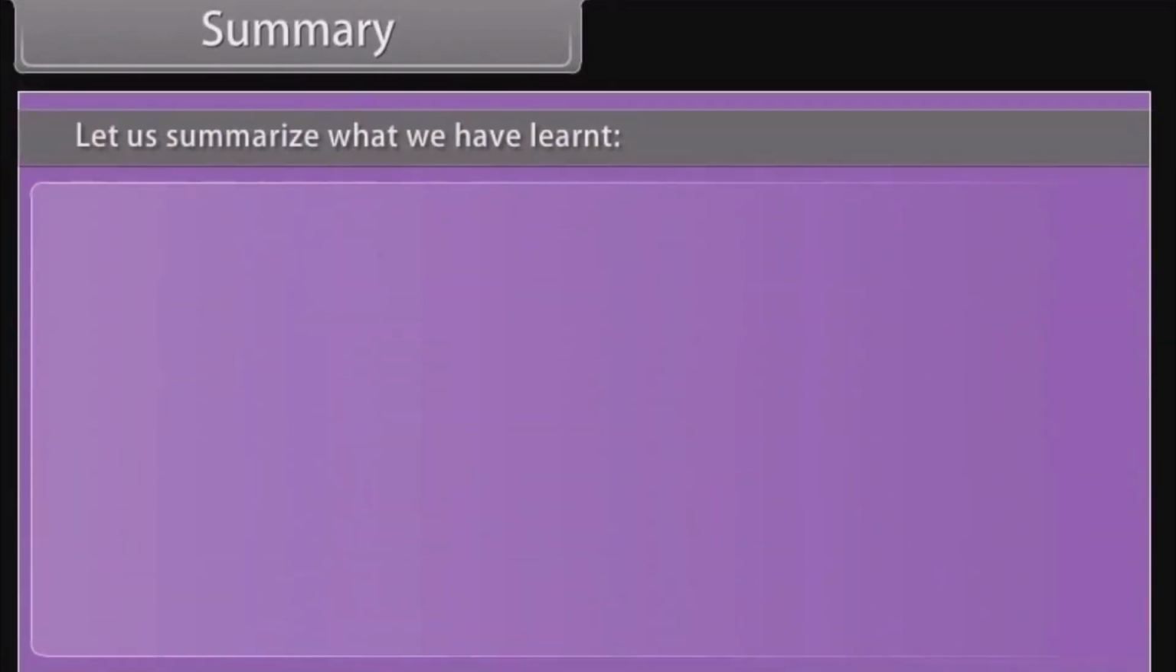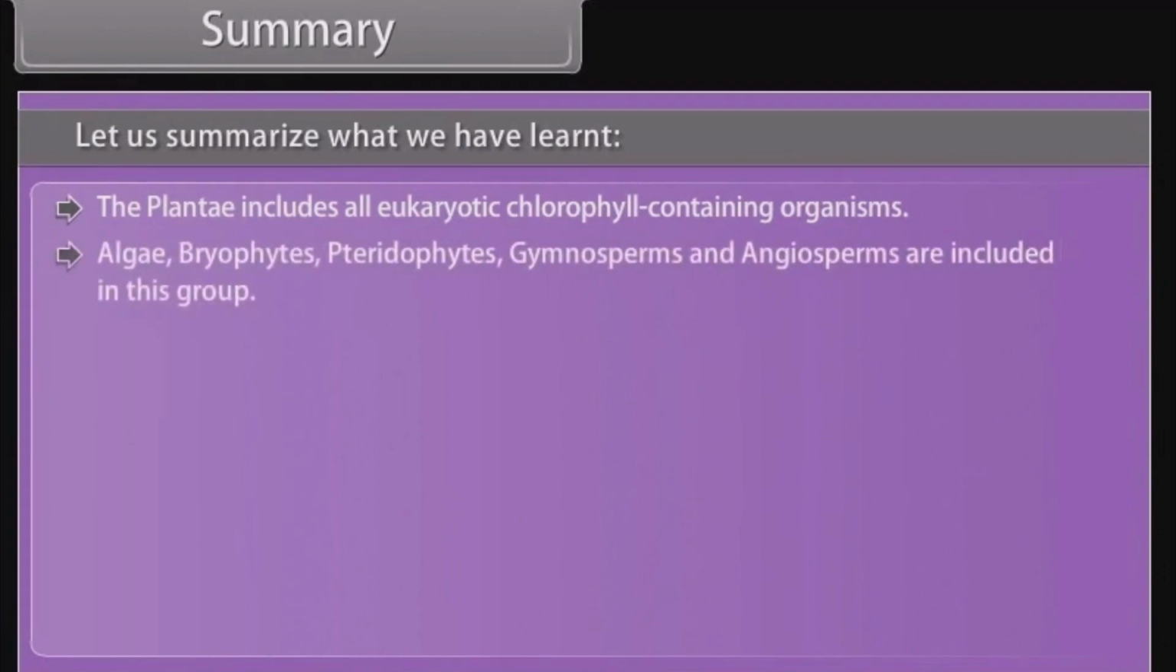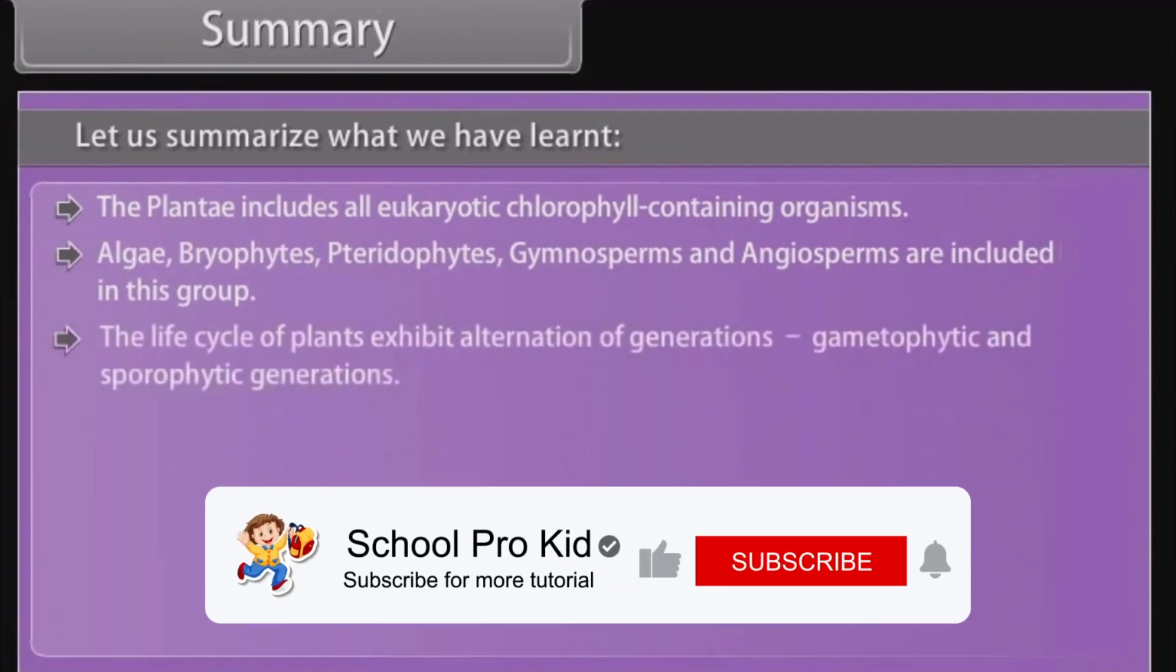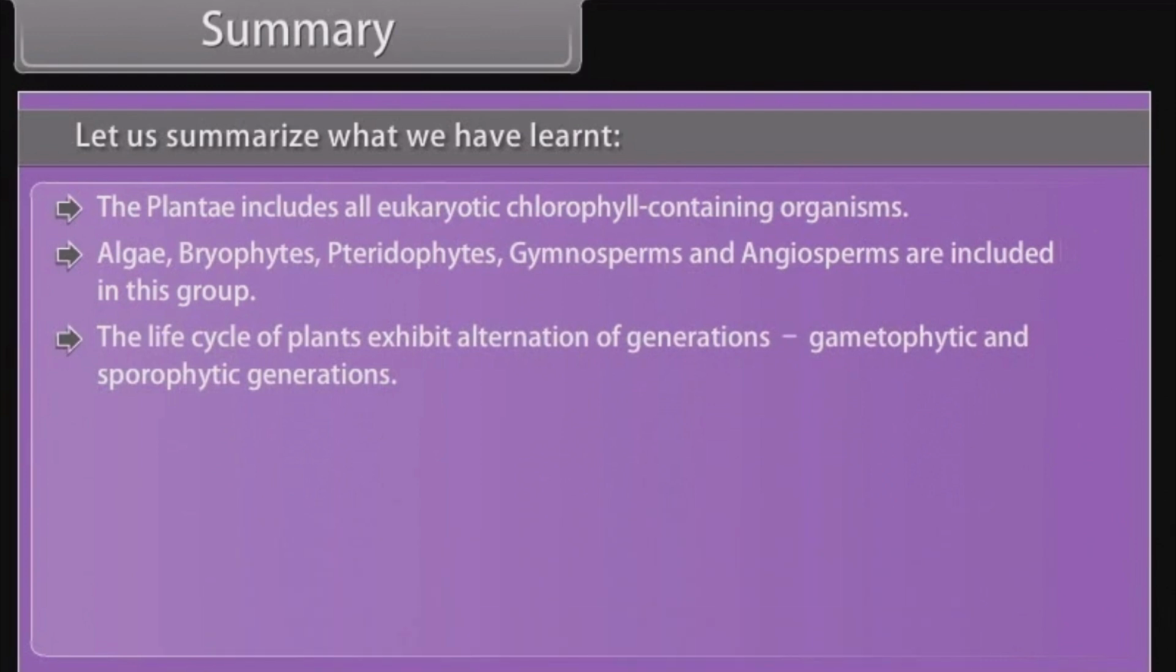Summary. Let us summarize what we have learned. The Plantae includes all eukaryotic chlorophyll-containing organisms. Algae, Bryophytes, Pteridophytes, Gymnosperms and Angiosperms are included in this group. The life cycle of plants exhibits alternation of generations, gametophytic and sporophytic generations.